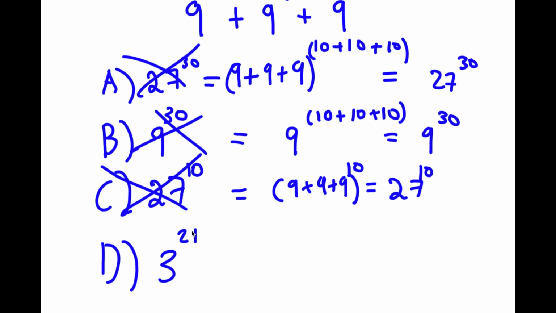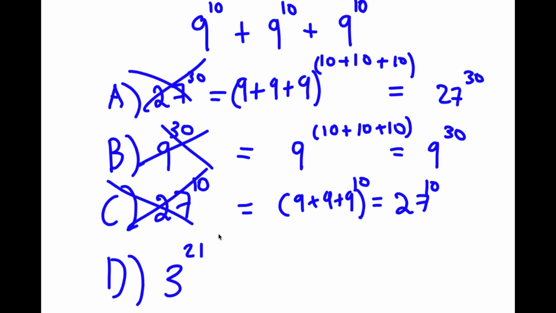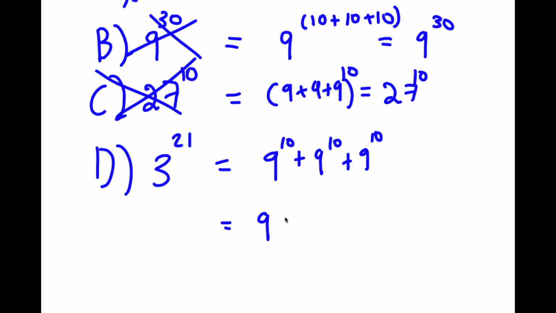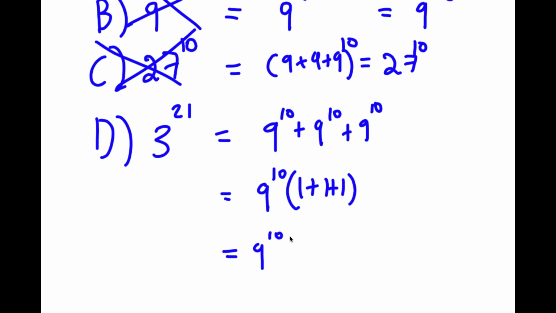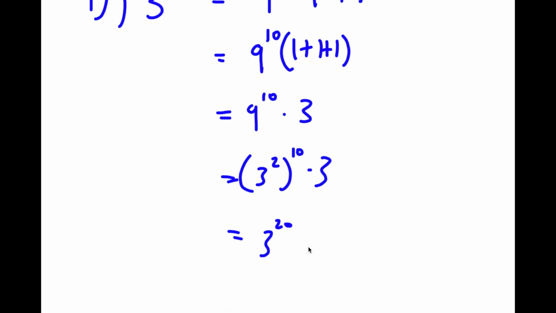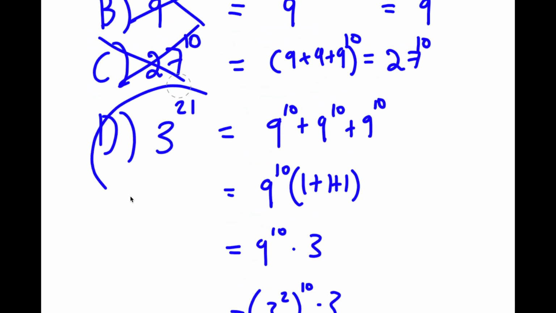Finally, we have 3 to the power of 21. And by process of elimination, this is obviously the right answer. But let's see how we actually get this. So we first do 9 to the power of 10 plus 9 to the power of 10 plus 9 to the power of 10. Now if I factor out 9 to the power of 10, I get 9 to the power of 10 times 1 plus 1 plus 1, which is equal to 9 to the power of 10 times 3. 9 to the power of 10, that's the same thing as 3 squared to the power of 10 times 3, which is equal to 3 to the power of 20 times 3 to the power of 1, which is equal to 3 to the power of 21. So that is our answer.